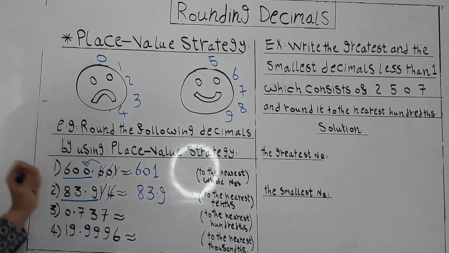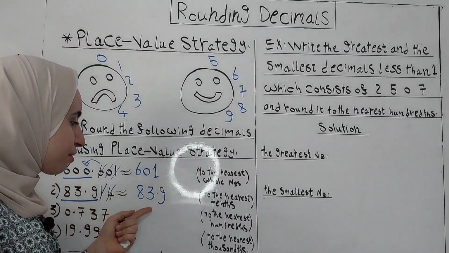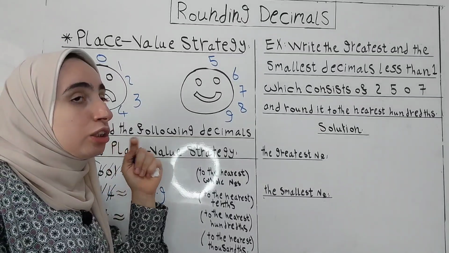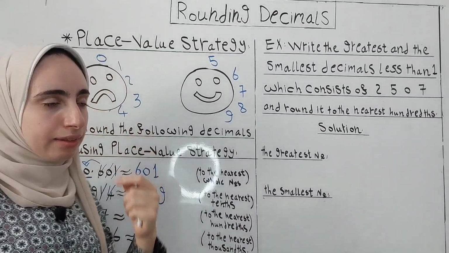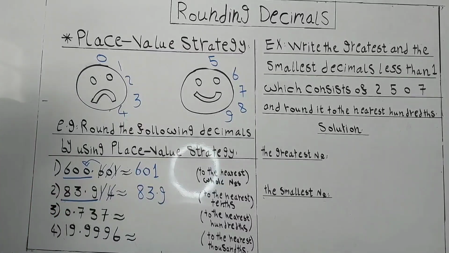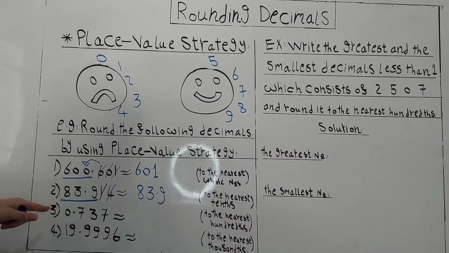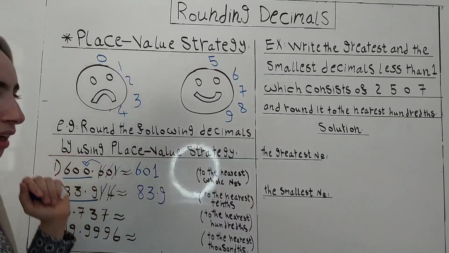So this number approximately equals 83.9 to the nearest tenth. The third one, we need to round 0.737 to the nearest hundredth.